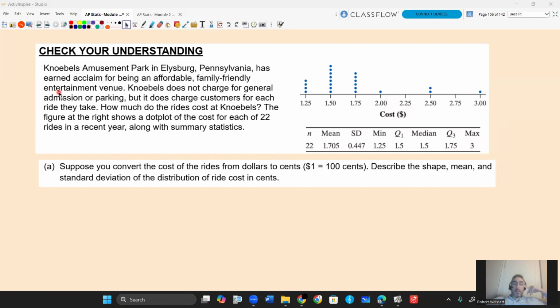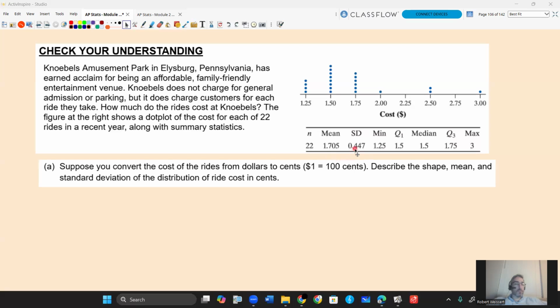Knoebels Amusement Park in Ellisburg, Pennsylvania has earned acclaim for being an affordable, family-friendly entertainment venue. Knoebels does not charge for general admission or parking, but it does charge customers for each ride they take. How much do the rides cost at Knoebels? The figure at the right shows a dot plot for the cost of each of the 22 rides in a recent year, along with summary statistics. So there's your dot plot, there's your mean, there's your standard deviation.